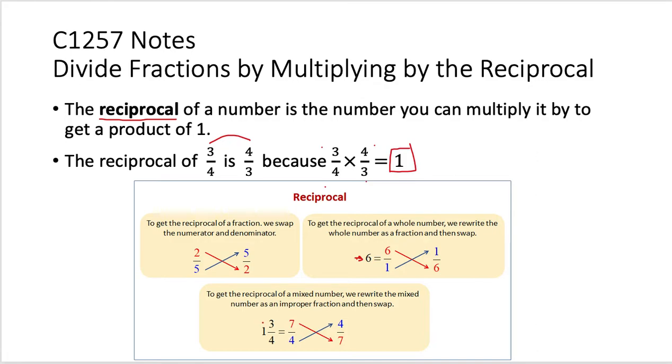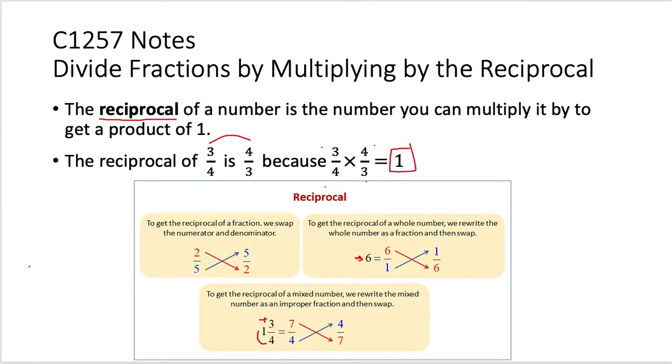And then if it's a mixed number, you want to make it into an improper fraction first and then flip it. So you can't take 1 3/4 and just flip the 4 and the 3. That will not be correct. You have to make it into an improper fraction first. So 1 times 4 is 4, plus 3 is 7, so that's 7/4, and the reciprocal is 4/7.